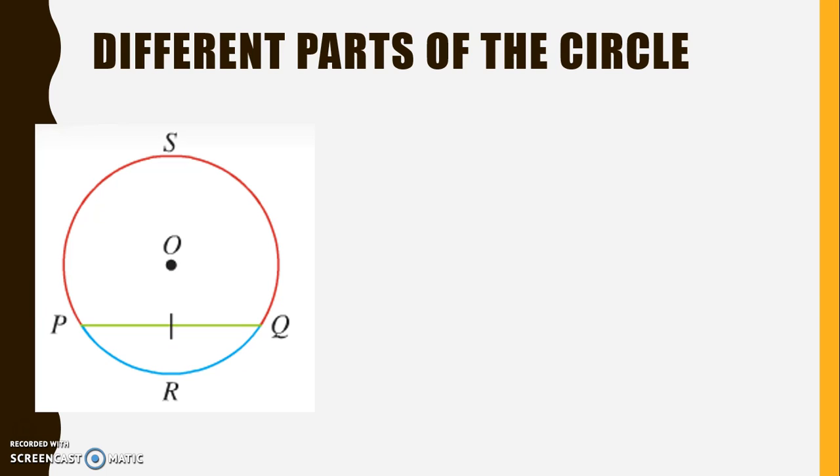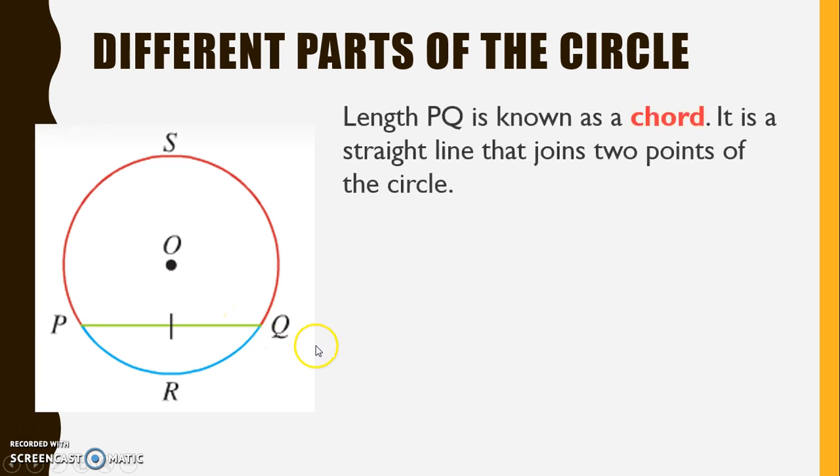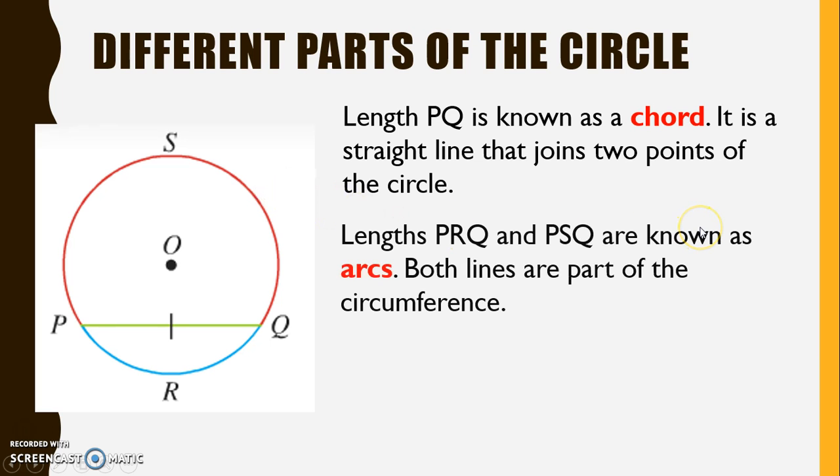Now you notice that this circle is actually divided into two by this line PQ. This line has a very special name known as a chord. Length PQ is known as a chord. It is a straight line that joins 2 points of the circle. So you can draw a chord here or a chord here. A chord is basically a line that joins any 2 points on the circle.